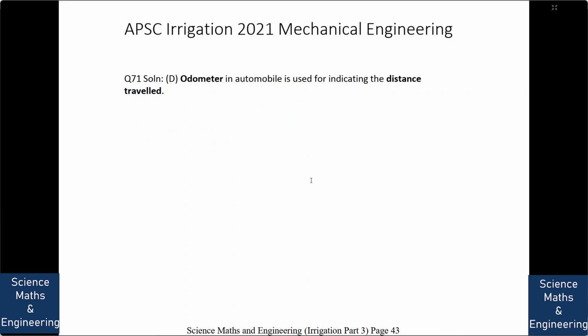Odometer in automobile is used for indicating the distance traveled. Okay. So if you have seen behind your steering wheel, there is the odometer which gives you the amount of kilometer you have traveled by the car. Okay. So we will go to the next question.